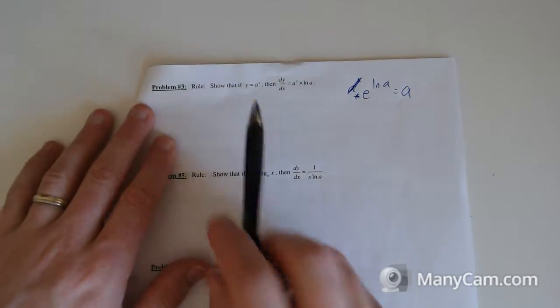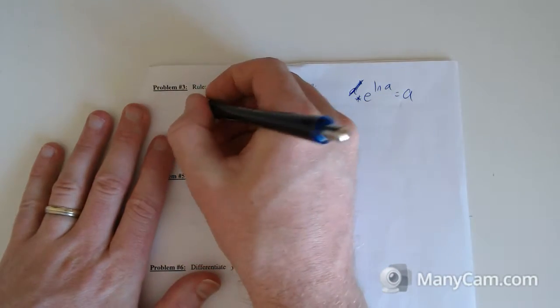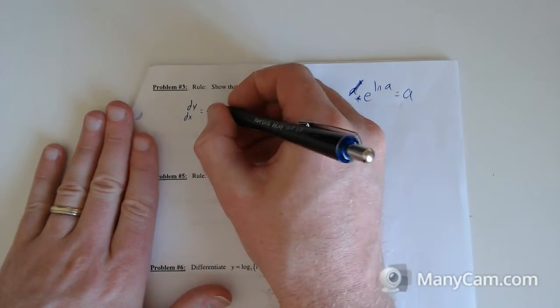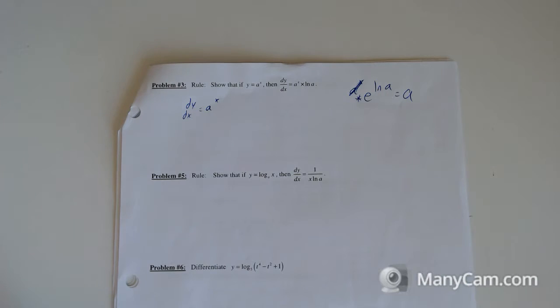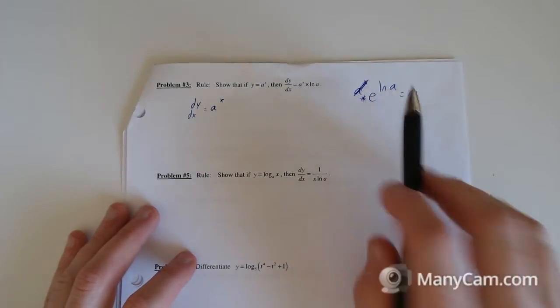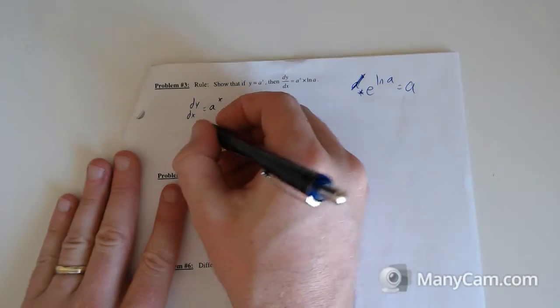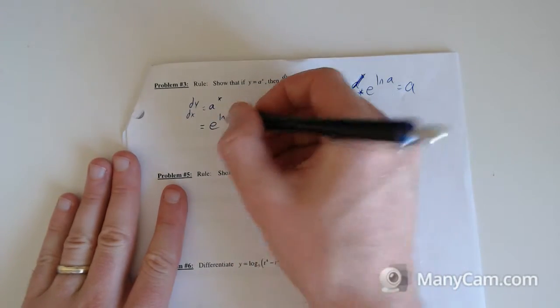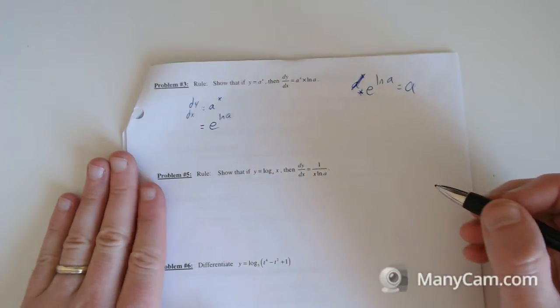And the first thing we're going to do is take dy by dx of a to the x. We're trying to find this, and now we need to change it. We need to manipulate it to be in terms of e. So the very first thing we do is raise it to the power. We kind of apply this rule. So we say it's the exact same thing as e to the ln of a to the power x.